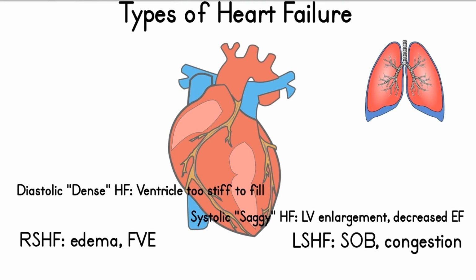Right-sided heart failure is often due to left-sided heart failure and occurs when fluid and blood back up into the venous system due to resistance of blood flow into the right side of the heart. This leads to systemic edema and fluid volume overload.